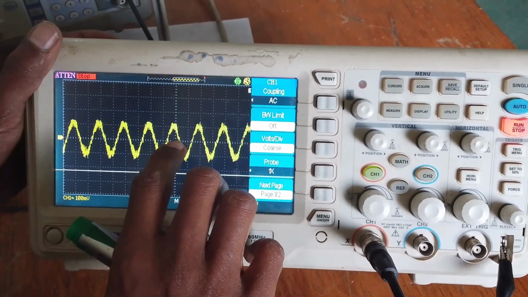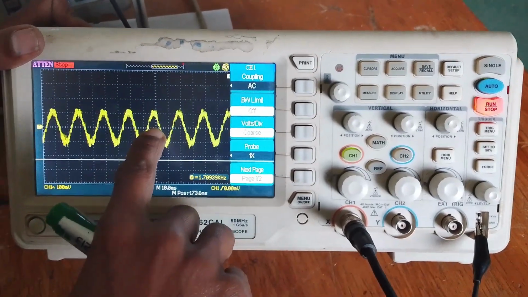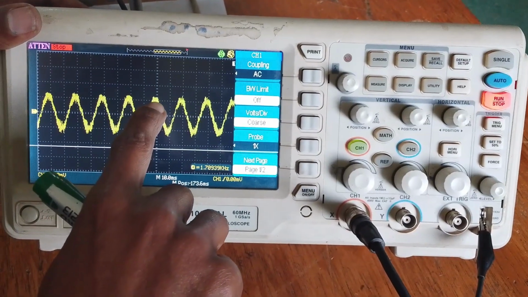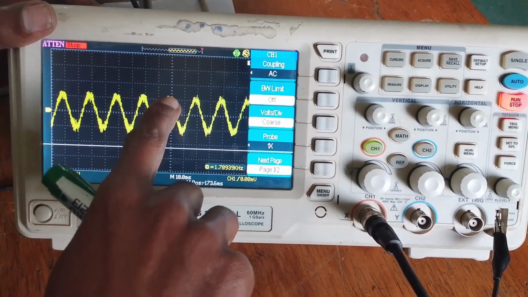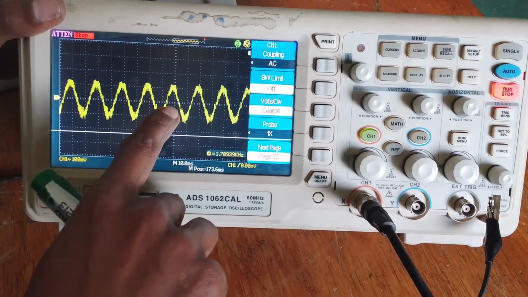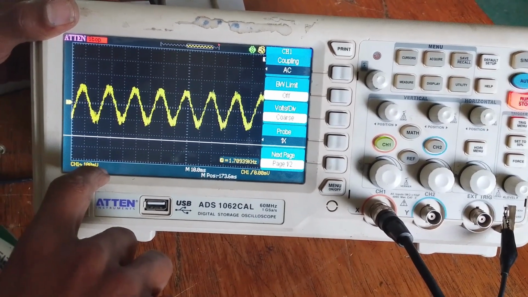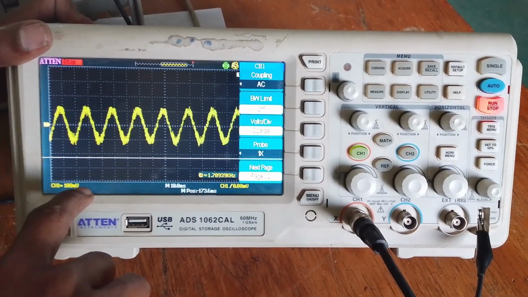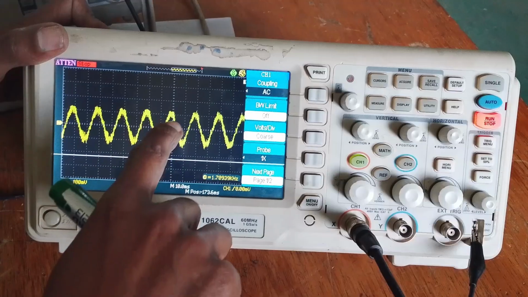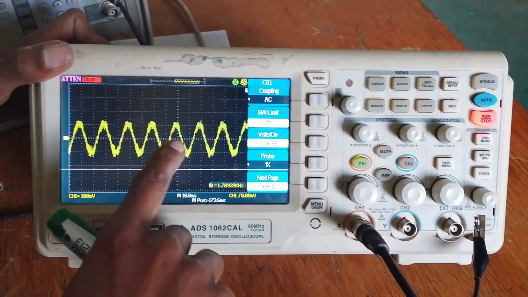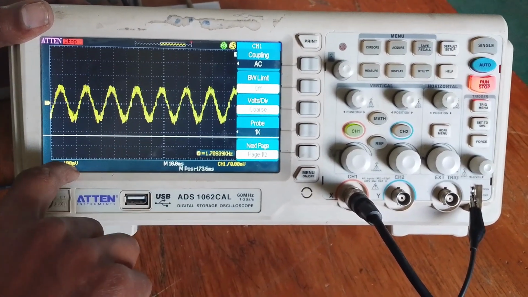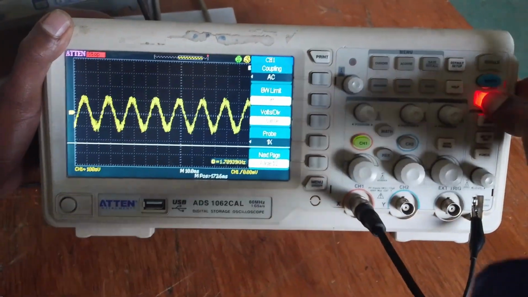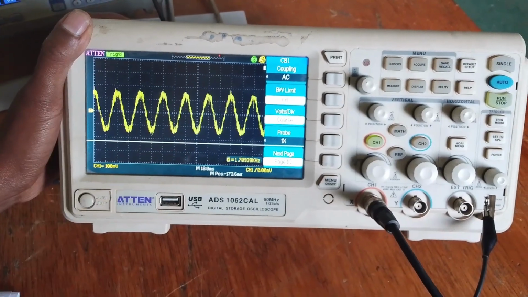Here the voltage is also calculated from here. That is 100 millivolts times 6, that is around 600 millivolts. This 600 millivolts will be converted into volts, around 0.6 volt. So it is the peak voltage. To get peak to peak voltage, you can multiply that by 2, and you have 1.2 volts peak to peak voltage. So this is how to calibrate a digital oscilloscope.